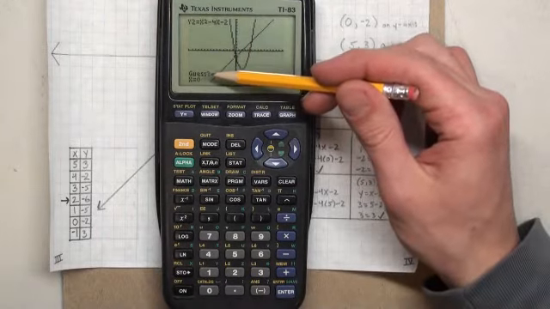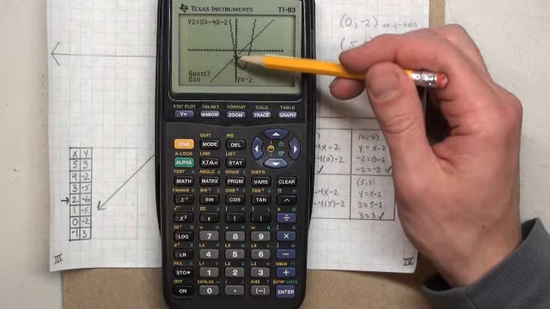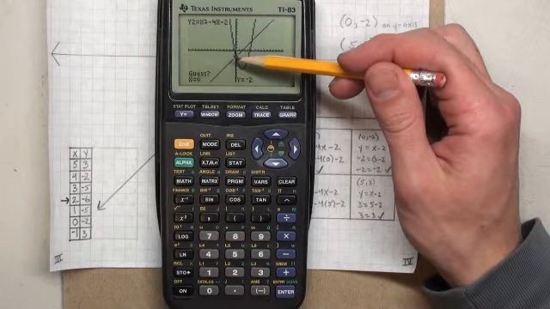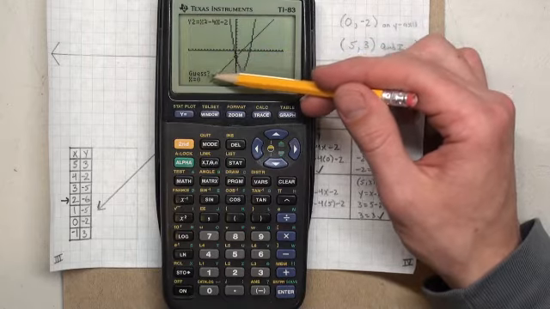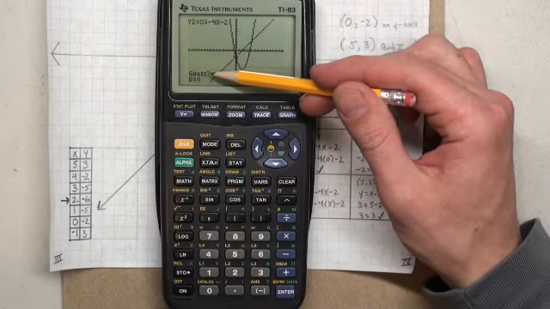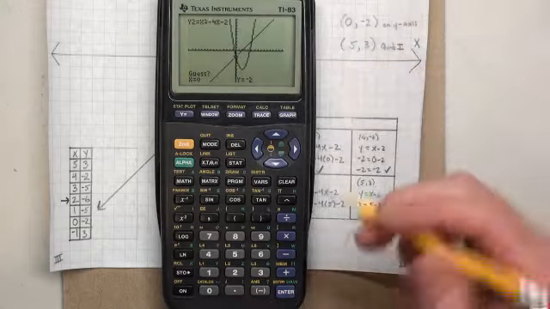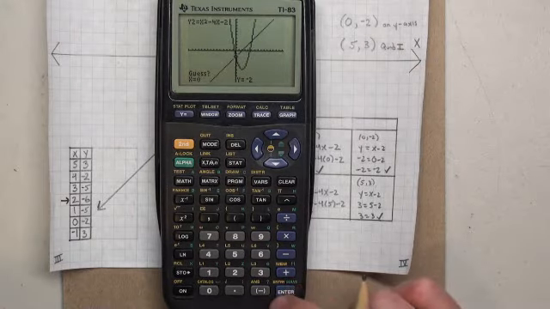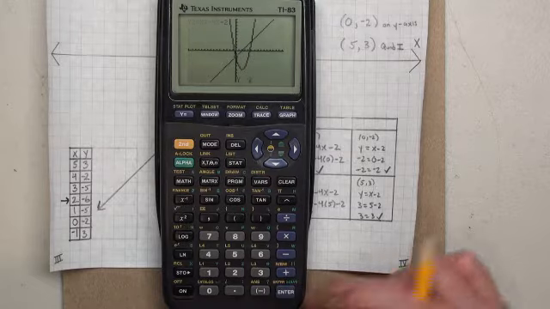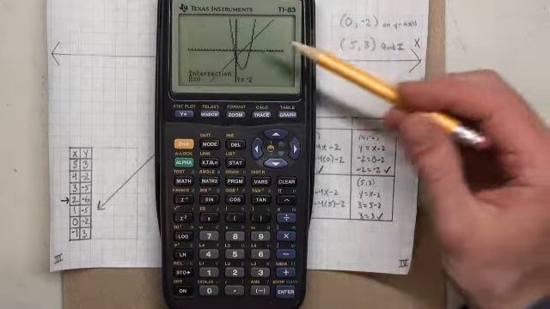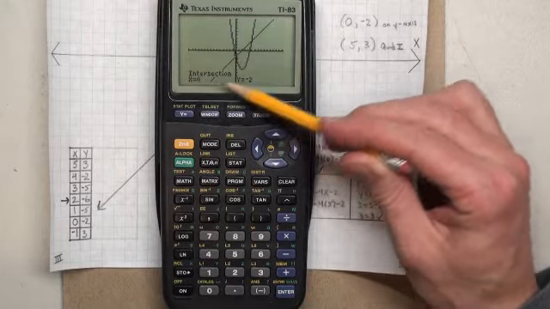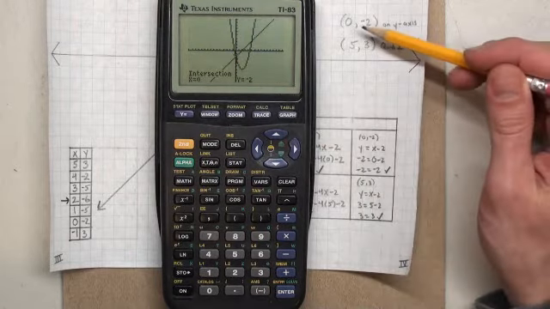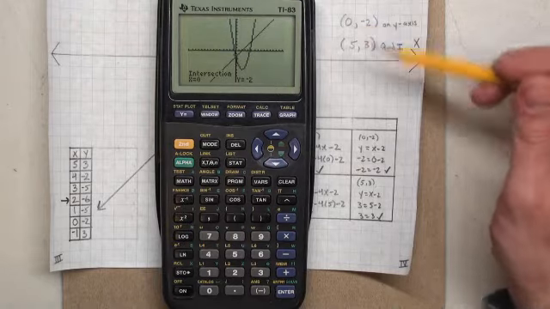Now it says, alright, you gave me two values, one from each graph that were close to where they intersect. Do you want me to make a guess as to where they intersect? And I say, yes, I want you to make a guess. And to say yes, I push enter. So push enter. So it's guessing that that intersection value is at 0, -2. And look what we got, 0, -2.